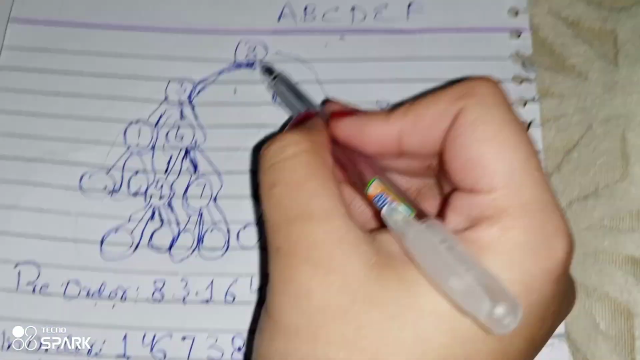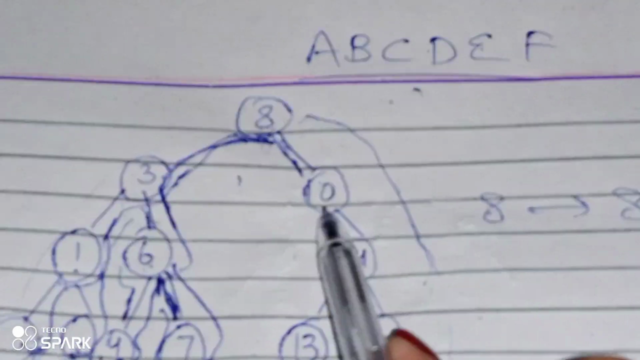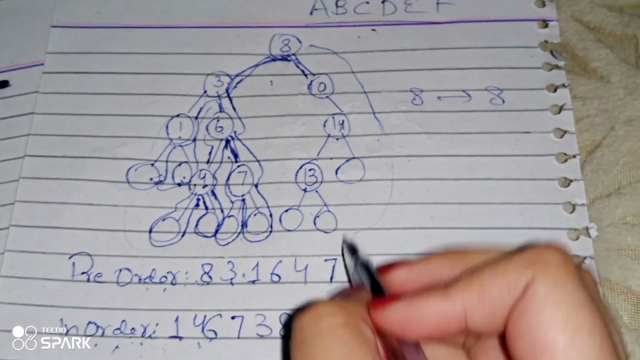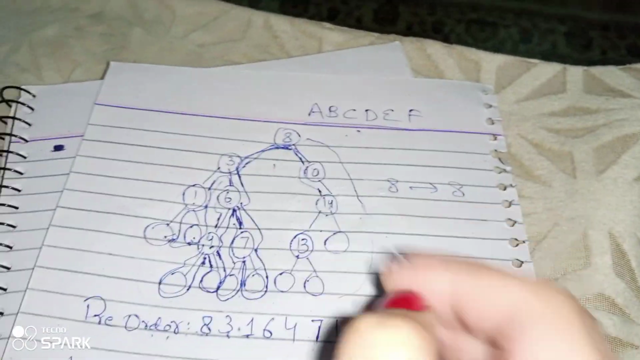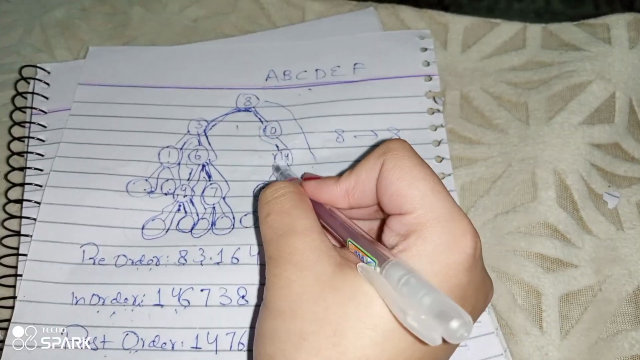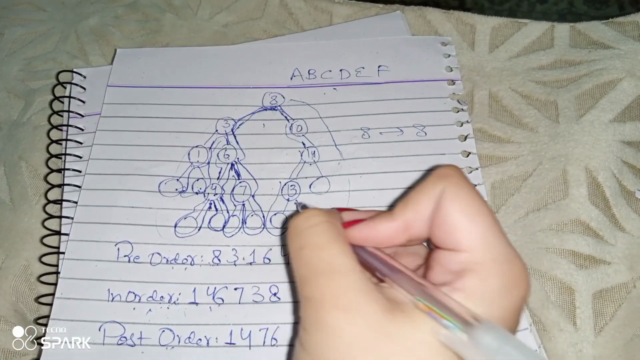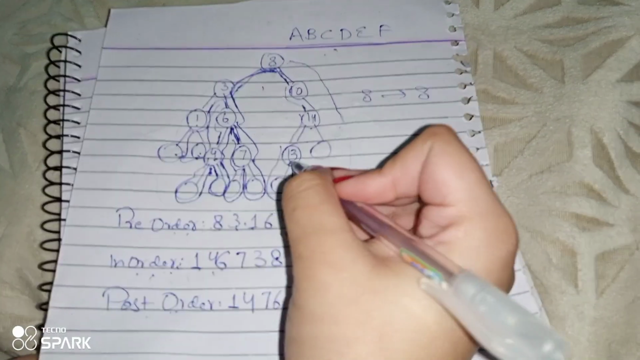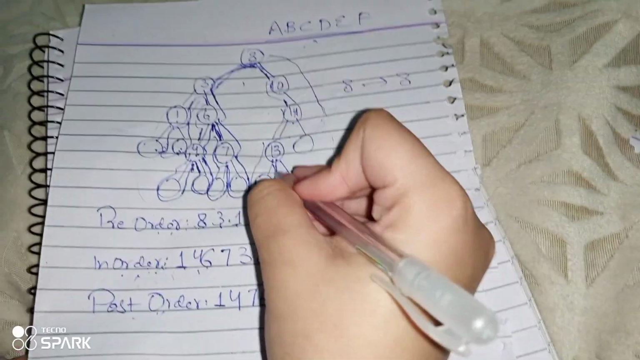Okay, so from 8 we are going to go towards 10. We are visiting 10 for the first time, so we are going to write it in pre-order. Then we are visiting 14 for the first time. That is also going to come in pre-order. From 14 we are visiting 13. Then from 13, you can see that we have a dummy node over here, so we are visiting 13 for the second time. That is going to come in-order.